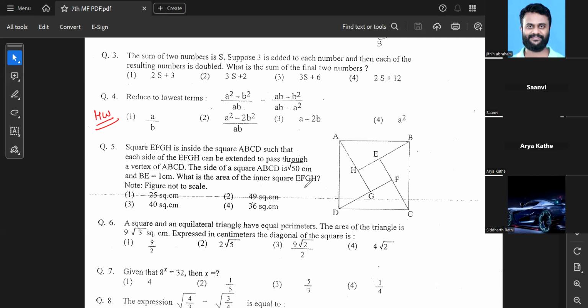Fifth one: square EFGH inside square ABCD such that each side of EFGH can be extended to pass through the vertex of ABCD, as you can see.